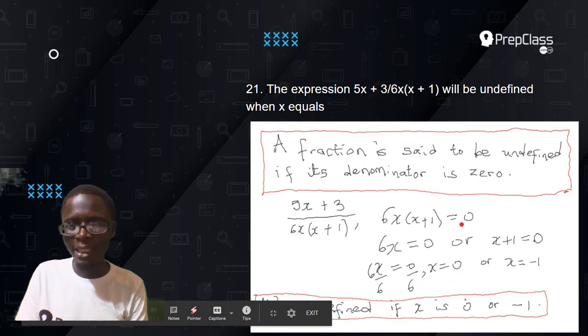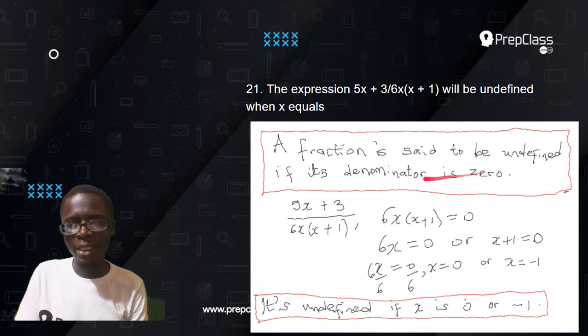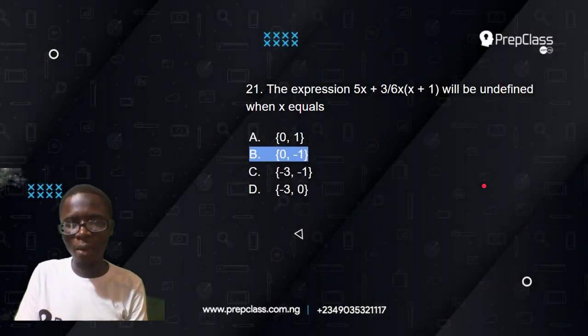So don't forget yet again that a fraction is said to be undefined if its denominator is 0. So looking at our work, you can see option B reflects what we did, that at 0 and at minus 1, when x happens to assume any of these values, then this fraction will be undefined.